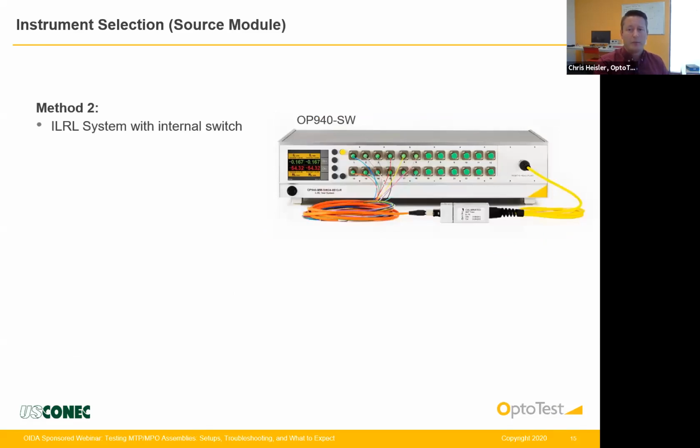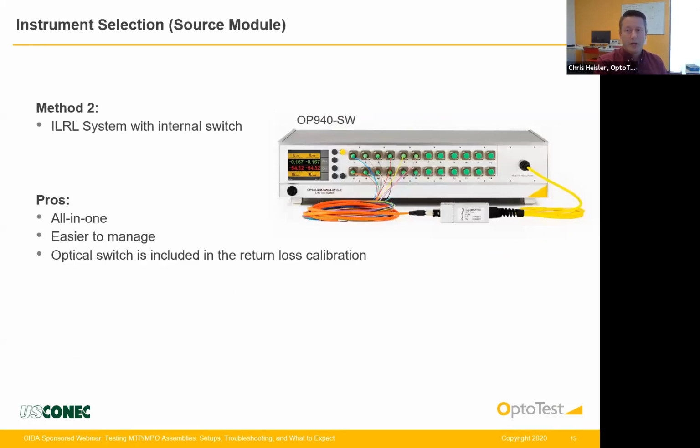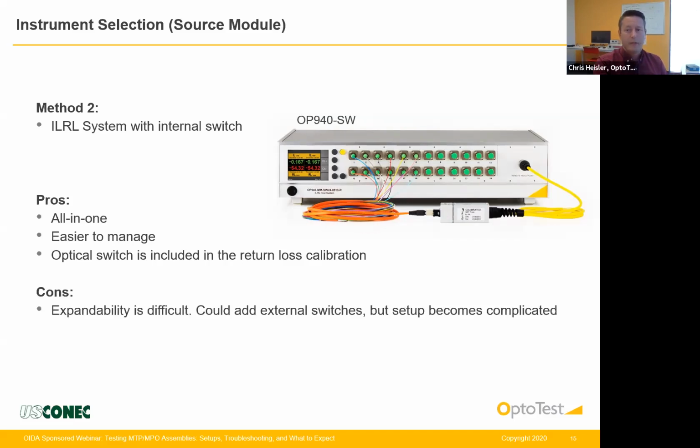Method 2 is an instrument with an internal switch. An all-in-one system is great for a small footprint on the workstation and leads to a simplified setup. Since the switch is integrated into the system, the switch insertion loss is accounted for during the calibration of the equipment. Expandability is difficult, and the setup becomes complicated if one wants to add external switches.